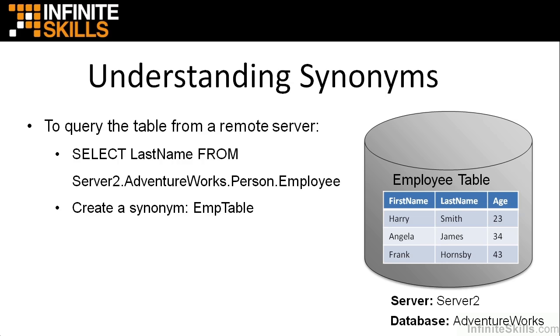But if I create a synonym for server 2 AdventureWorks person employee and call it EMP table, notice what my query looks like now. Select last name from EMP table. And by the way, if they ever change the name of this employee table to employees and put an S on it, don't know why they would, but that might happen, all I have to do is update my synonym right here to point to server 2 AdventureWorks person employees. And I've taken care of that problem.